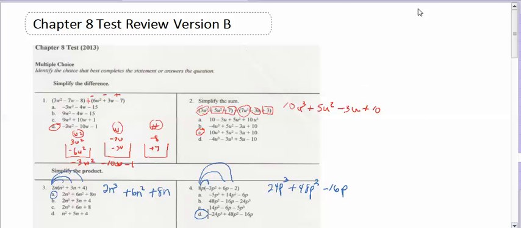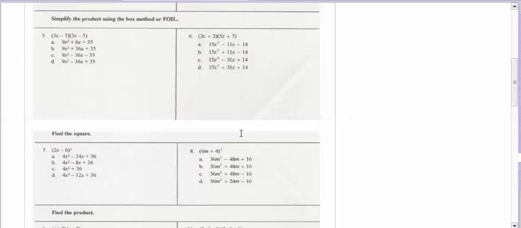Okay. Next. This one says either simplify the product using the box method or the FOIL method. I'm going to use the box method for one, and the FOIL method for the other one. It doesn't matter which one you choose, we're going to get the same answer. So I'm going to set up the box method for the first one.